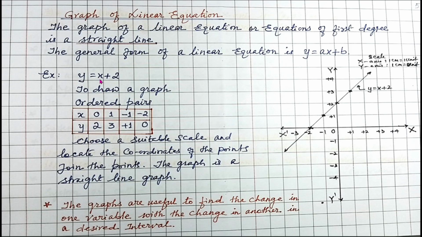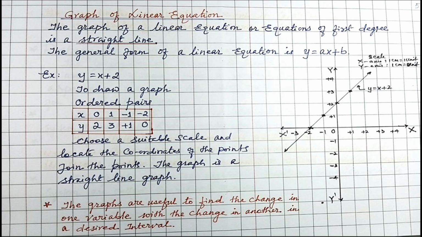If x is 0, y becomes 2, naturally, 0 plus 2 is 2. If x is 1, 1 plus 2 is 3. If x is minus 1, then minus 1 plus 2 gives y equal to plus 1. If x is minus 2, minus 2 plus 2 is 0, therefore y is equal to 0. So we have the ordered pairs here. Now we will draw the graph, select a suitable scale, locate the coordinates of the points, join the points, and the graph is a straight line. Let us see how it is done.